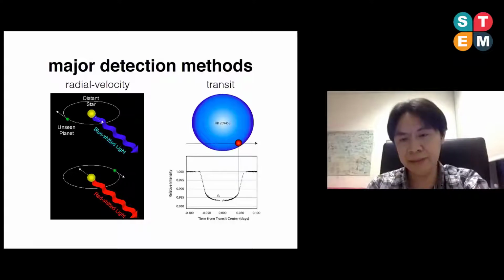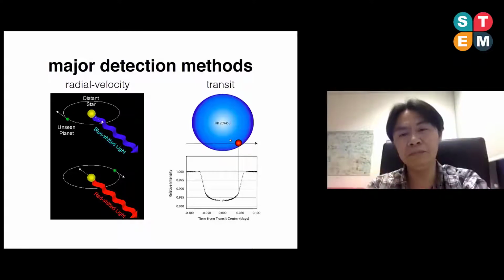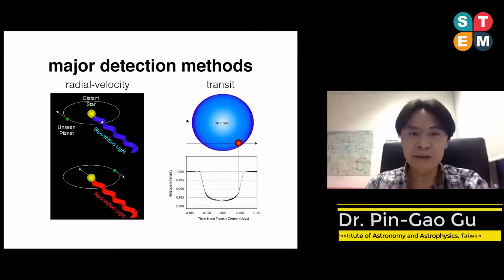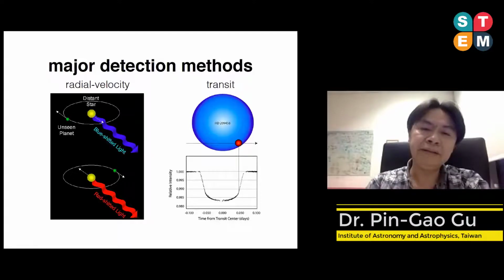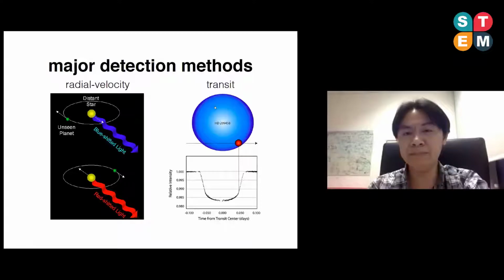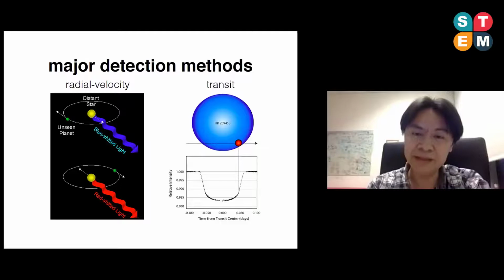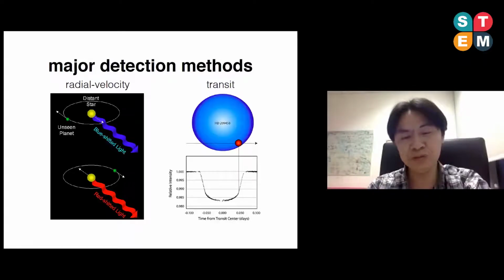In the transit method, you can see there's a dip in the transit light curve as the planet moves in front of the star, if the orbit is almost edge-on. From the radial velocity, people can get the mass of the planet, and the radius of the planet can be extracted from the transit method. Put together, people can get the bulk density of the planet, which can possibly be used to infer the composition of the planet.